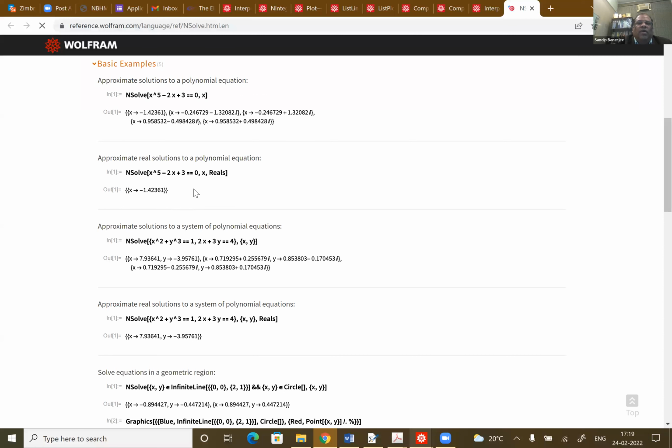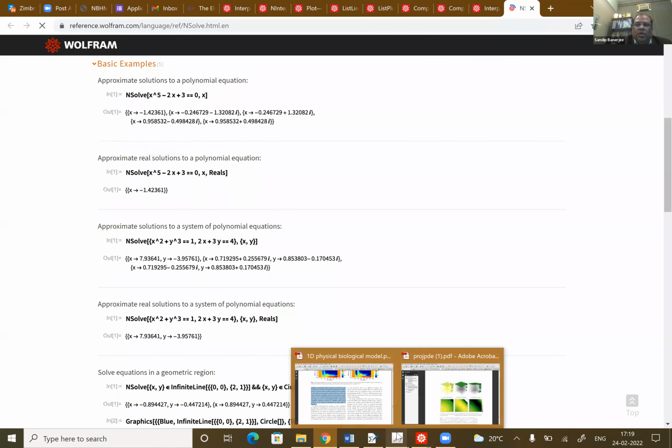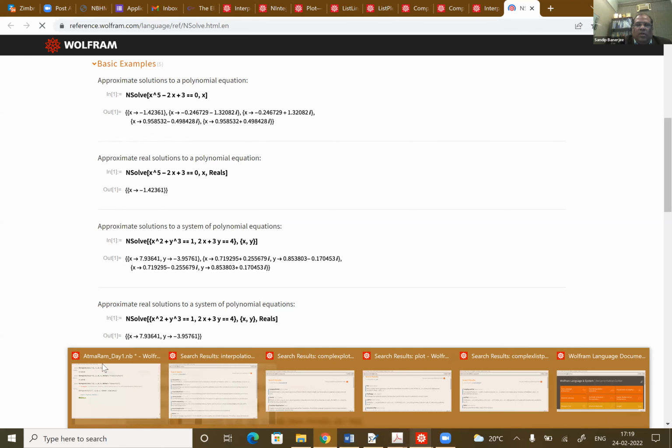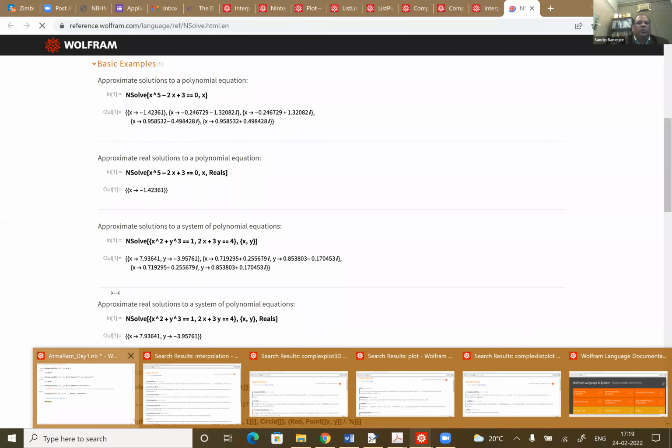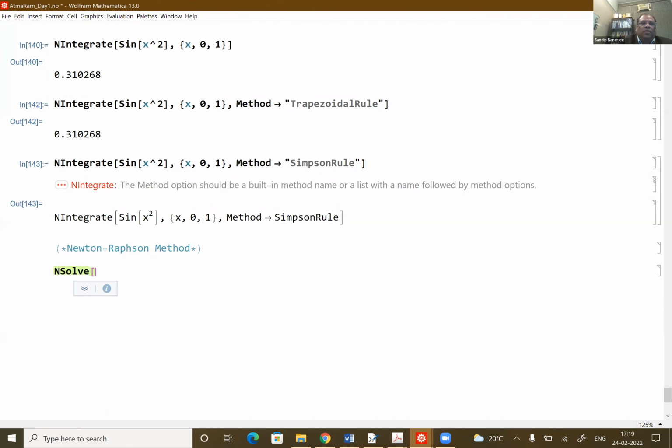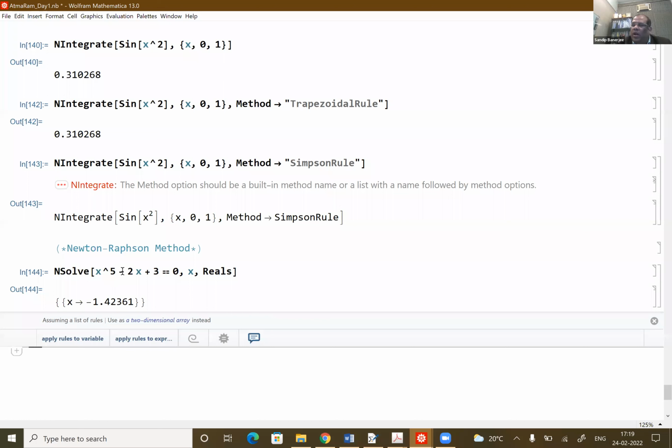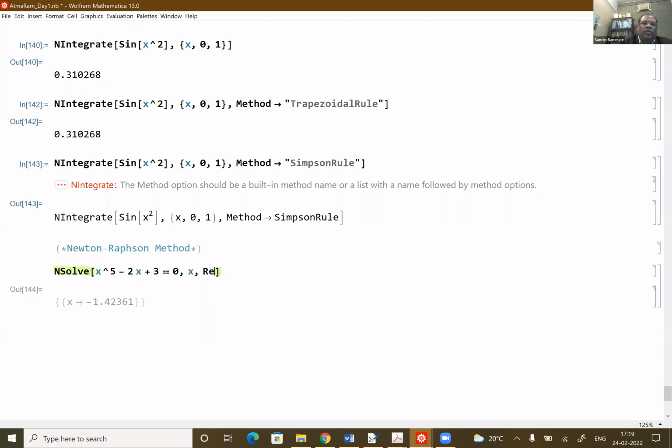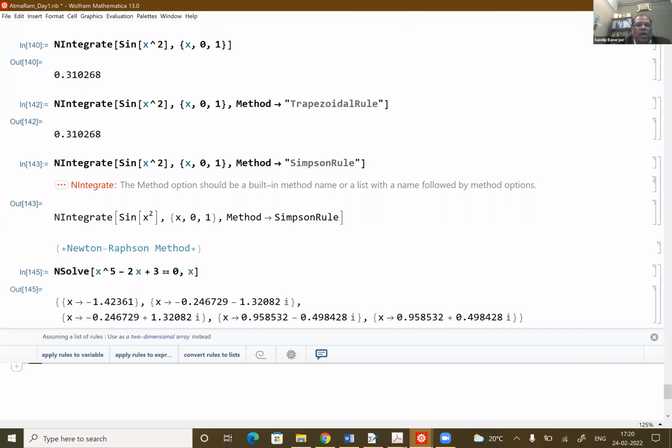Yeah, so NSolve gives some numerical solution. This gives me a real root. If I don't write this one, it gives me all possible roots. Okay, so NSolve is one of them.